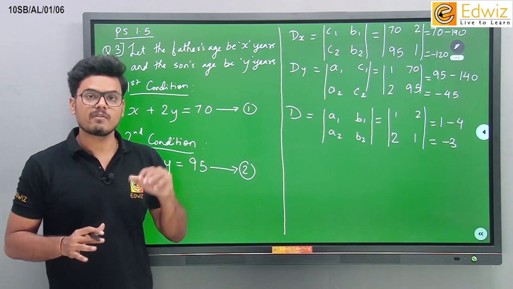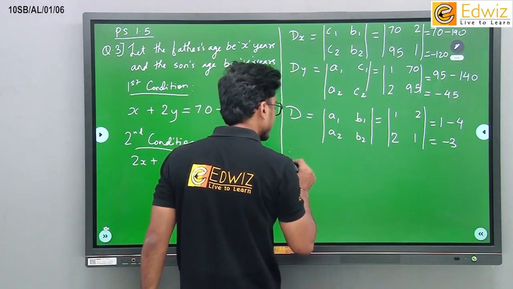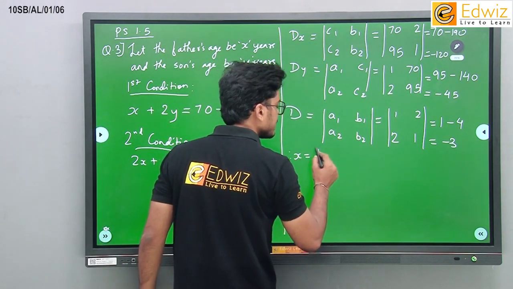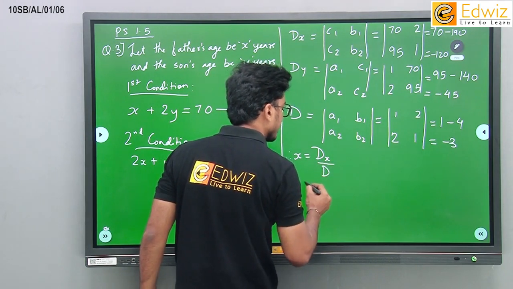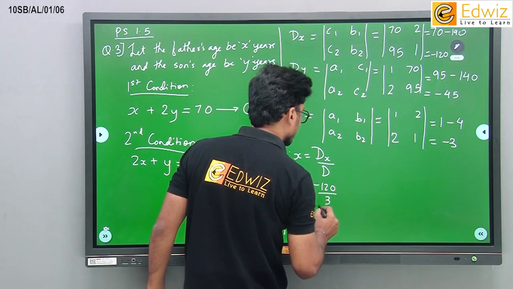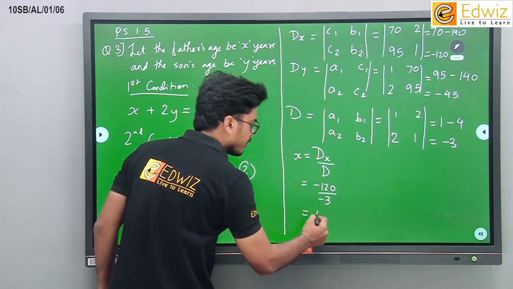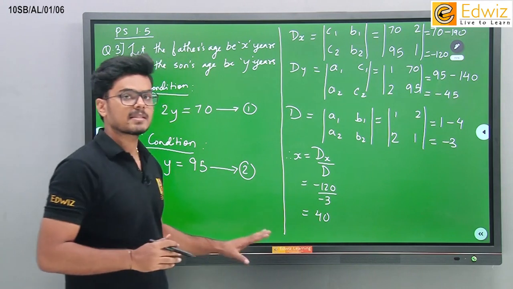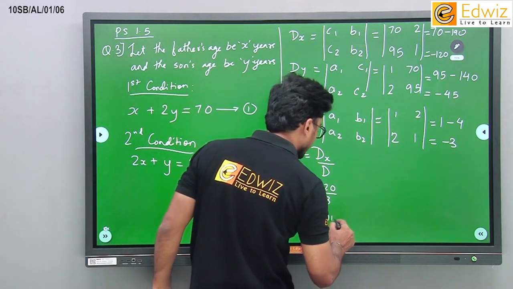तो यहाँ पे मुझे x और y कैसे मिलेगा? Finally, to find out x, all you have to do is dx upon D, that is minus 120 upon minus 3, that is 40. Okay, so x का आंसर आया 40. Father's age is 40 years.